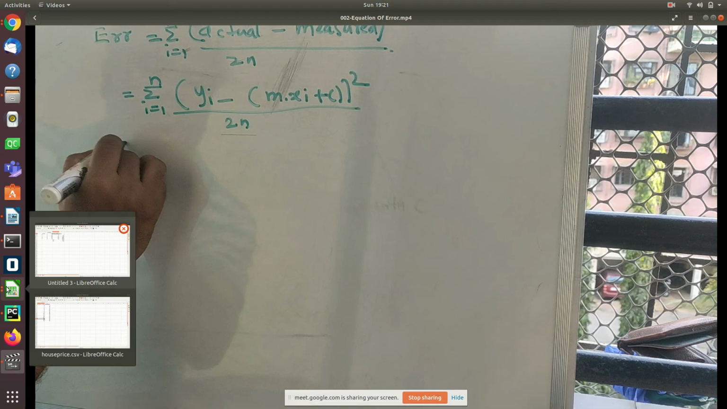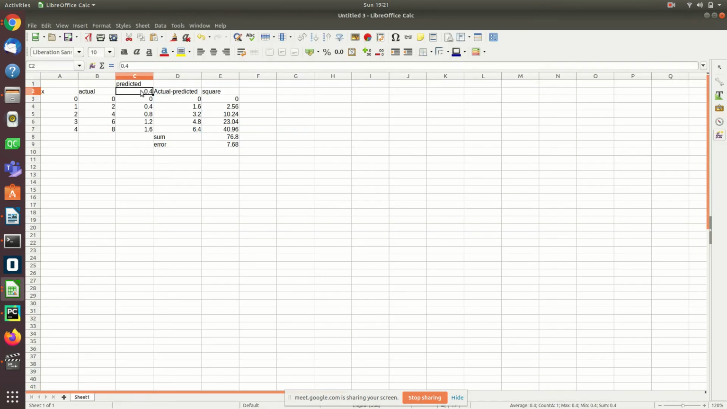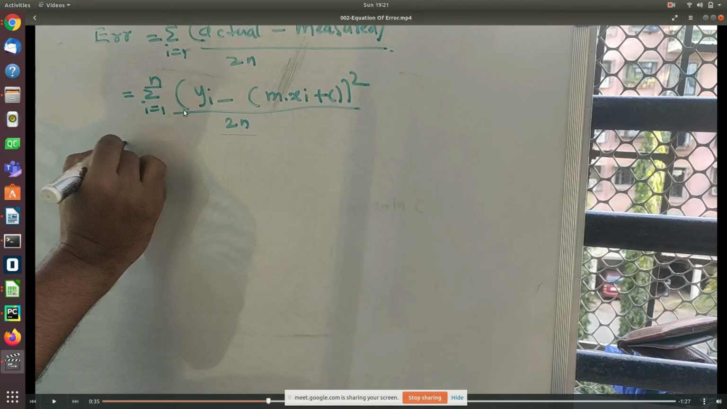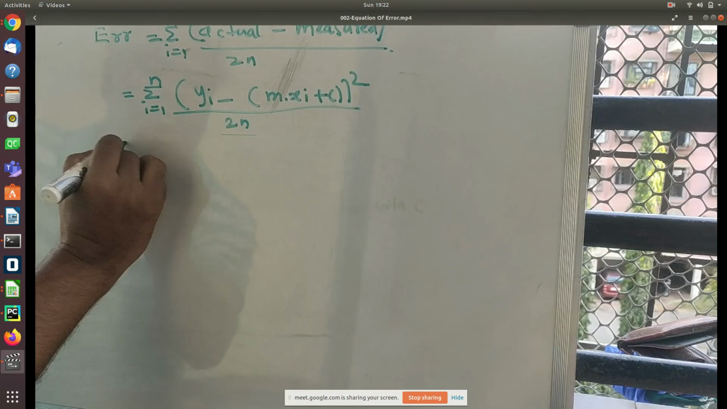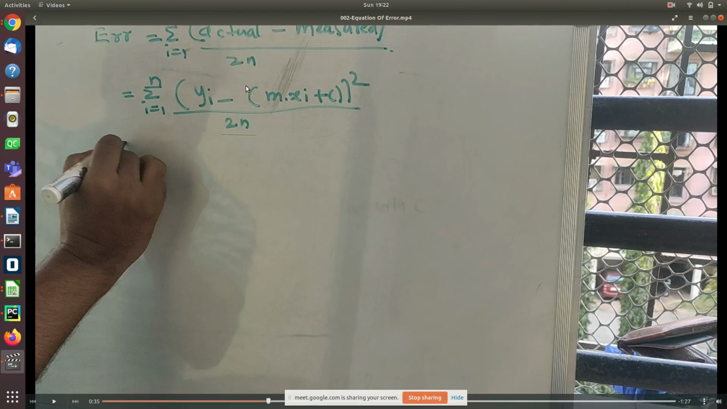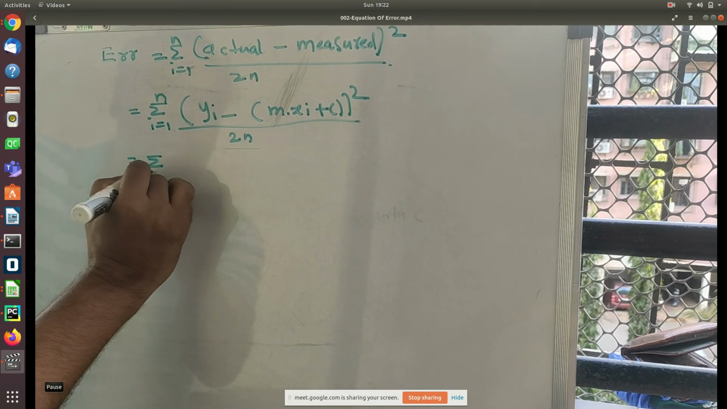Because in this Excel sheet, I only have M. So I just took only M. Agar C hota to I would take that one also. So this is my real. This is my measured, and I am measuring by my M and my C. उधर C नहीं था, सिर्फ M ही था. So this equation exactly holds true for this Excel sheet. Are you convinced? Are you convinced that this is actual and this is measured? Yes. Good. Yes. So I'm just simplifying it for one more time.